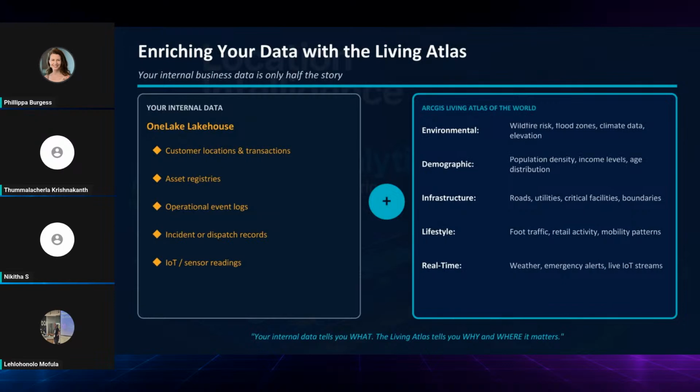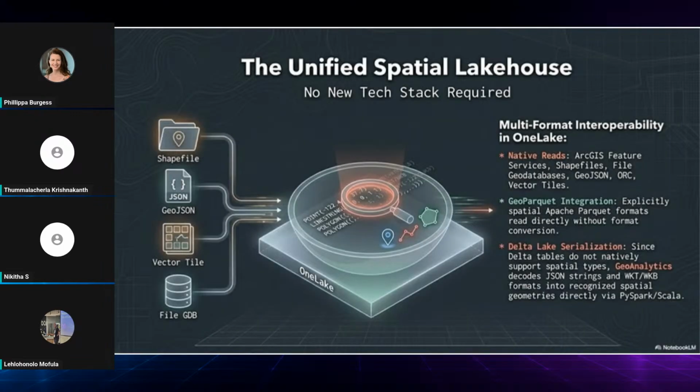So environmental, you've got wildfire, flood zones, climate, elevation. Demographic: population density, income levels, age distribution. Infrastructure: roads, utilities, critical facilities, boundaries. Lifestyle: foot traffic, retail activities, mobility patterns, real-time weather, emergency alerts, live IoT streams. So there are all sorts of ways that your internal data tells the what, and you can now add more. Living Atlas can tell you the why and the where it matters.